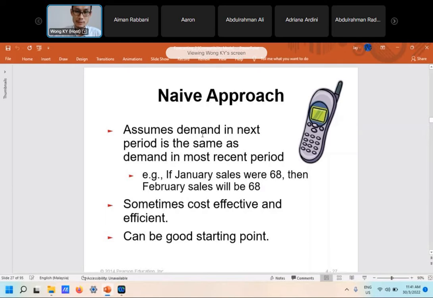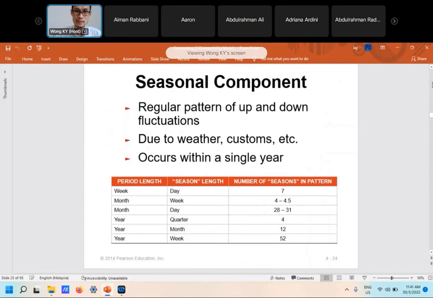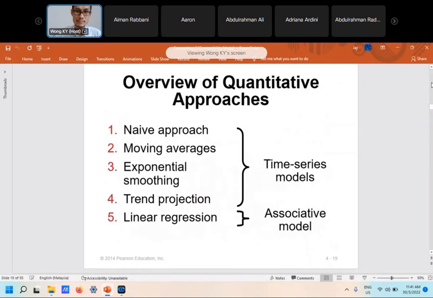Now we go into the real thing. We look at the technical approach, the time series approach, the quantitative approach that we use to do forecasting. The first approach, if you remember, is called the naive approach. So I'm going through all this now: naive approach, moving averages, exponential smoothing, and so forth.